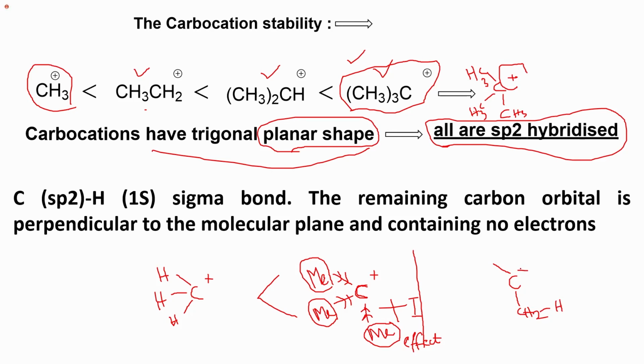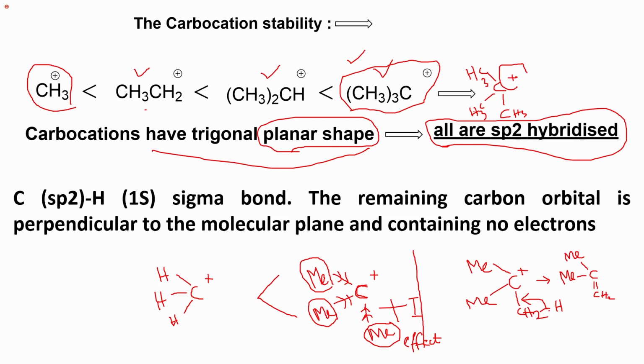One positive charge is there. So now it gets stabilized by this positive charge. Now what will you generate? You will generate methyl, double bond CH2.